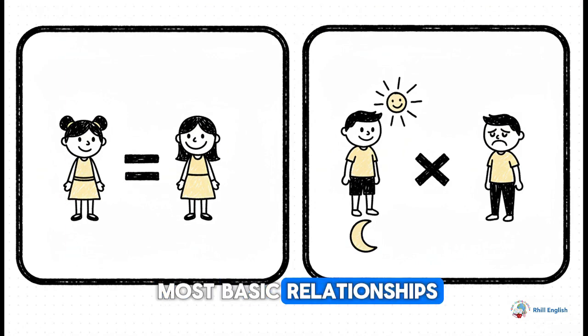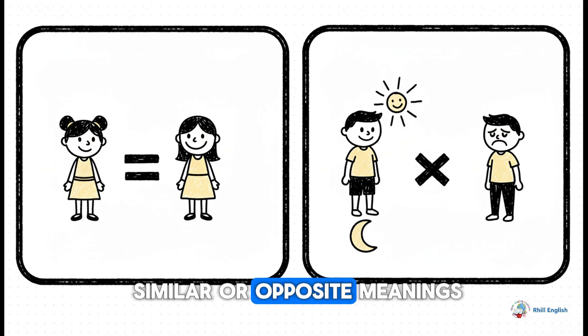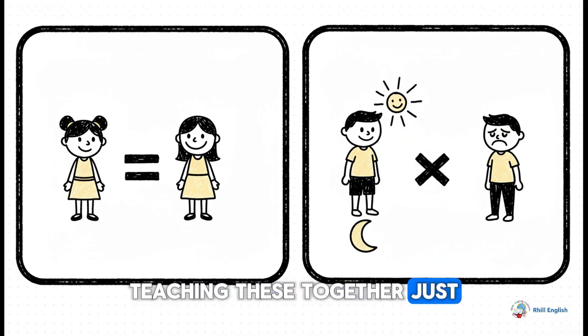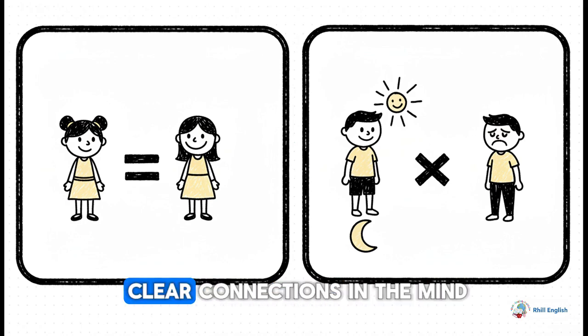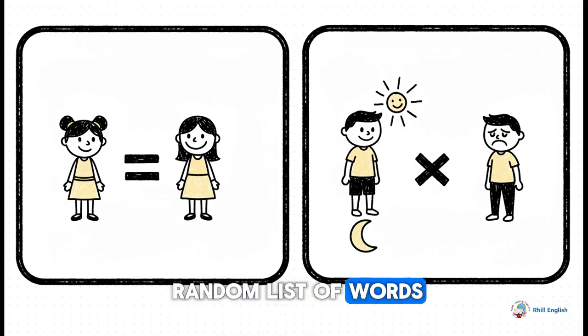The most basic relationships, of course, are synonyms and antonyms, words with similar or opposite meanings. Teaching these together just makes sense. It creates these really clear connections in the mind. It's so much more effective than just teaching a random list of words.